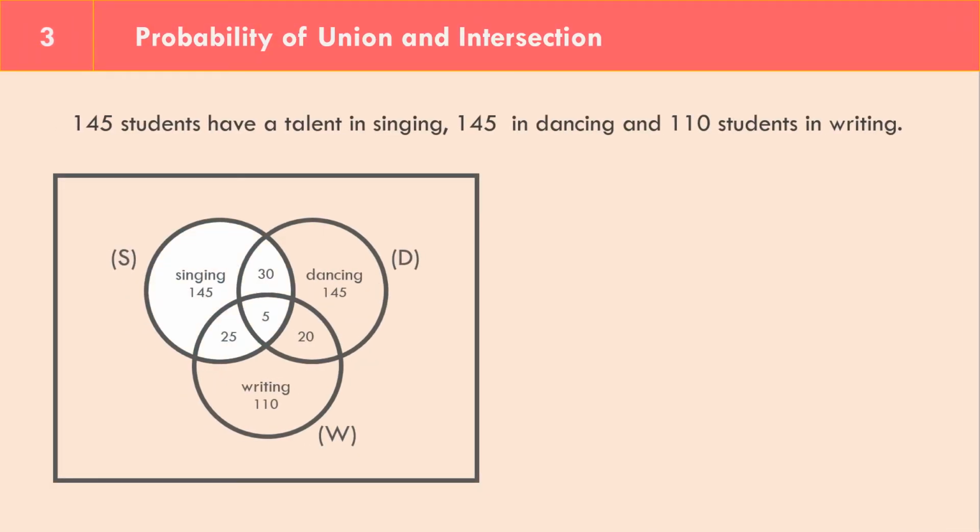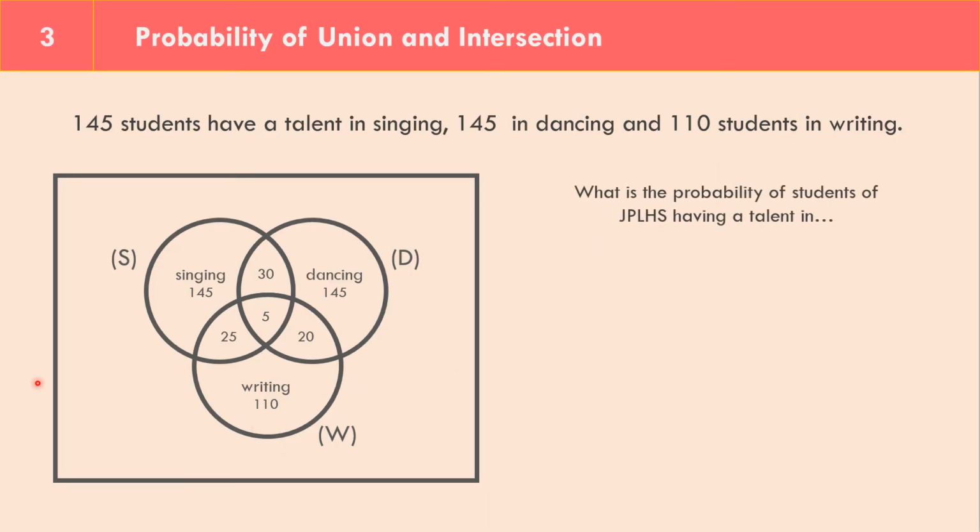"145 students have a talent in singing. 145 students have a talent in dancing. And 110 students have a talent in writing." So it is represented with the first letter: singing, so S. Dancing, the first letter is D. While in writing, the first letter is W.